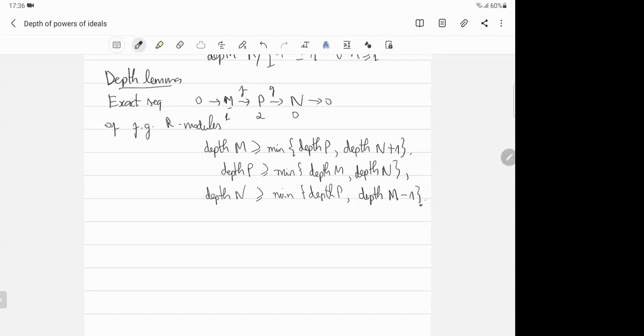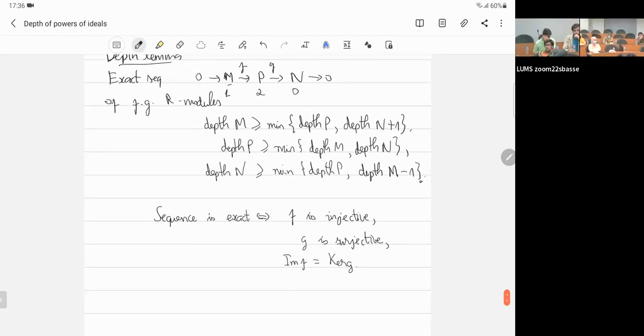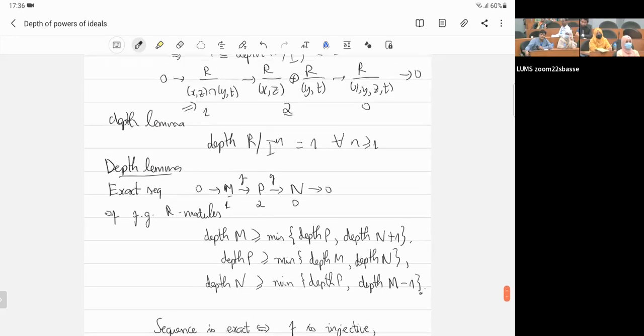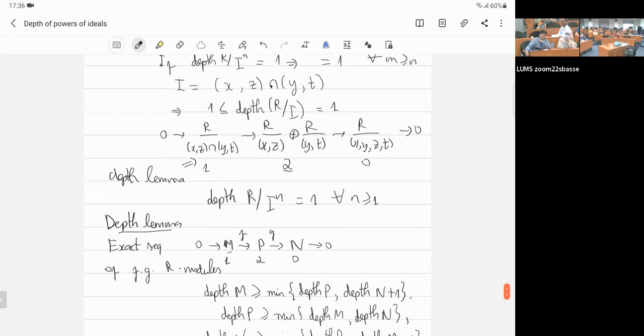And this is an exact sequence if and only if F is injective, G is surjective, and the image of F should exactly be equal to the kernel of G. In fact, in the above example where you have used the depth lemma, it is a kind of Chinese remainder theorem that is working.